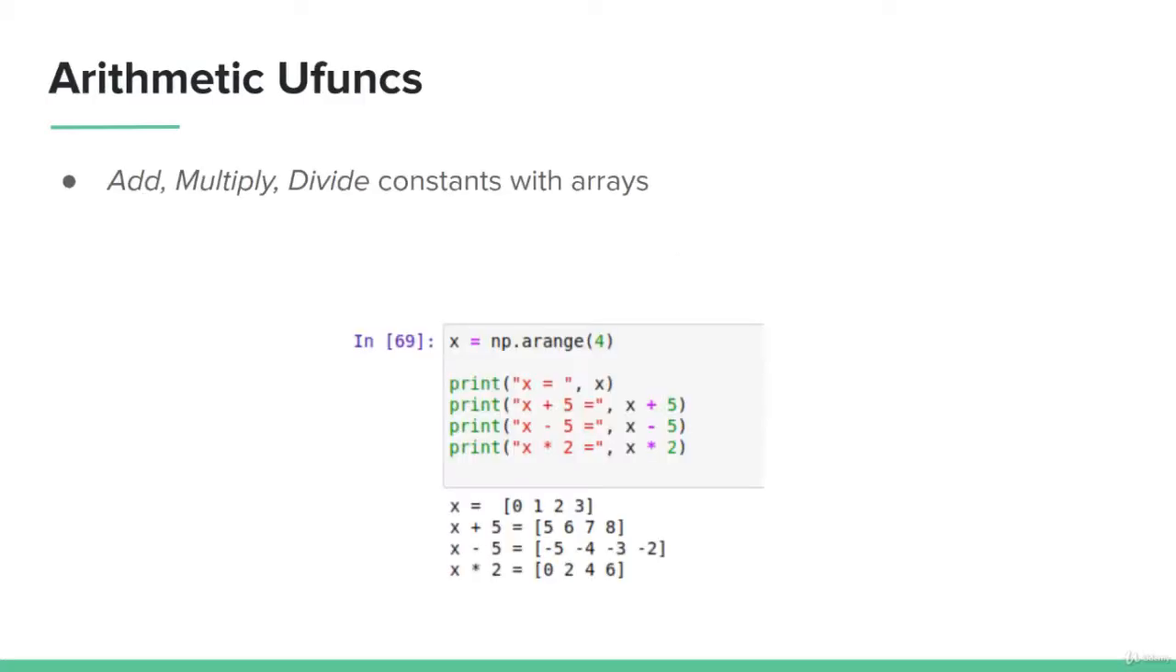Okay, so let's start with simple functions. We are going to create an array x ranging from 0 to 3. The first thing we're going to do is add constants to arrays. These are the simplest operations. If we have an array and we add 5 to it, every value of the array will have 5 added, and every value can have a negation, a multiplication by 2, and so on. So if we're adding, multiplying, or dividing constants with arrays, the operation will be applied to all values in the array.